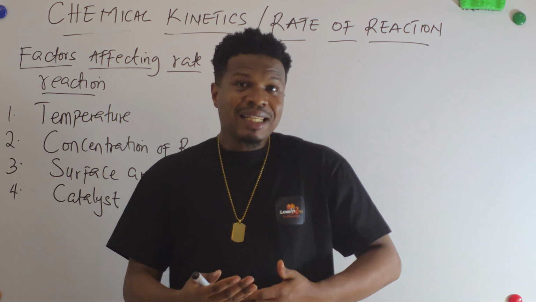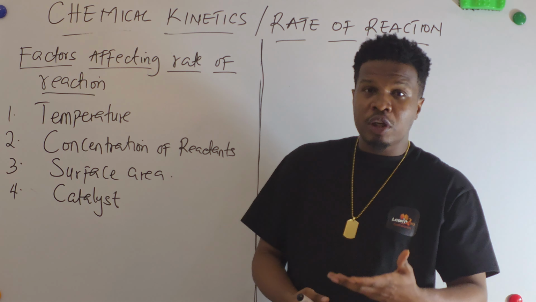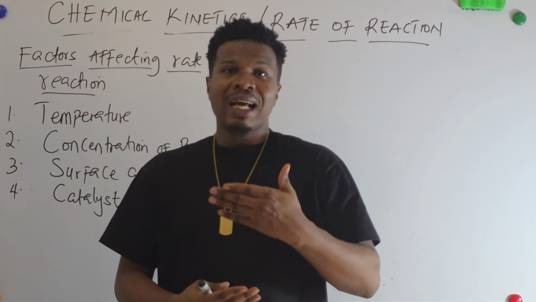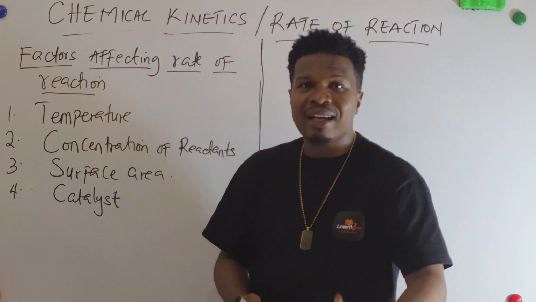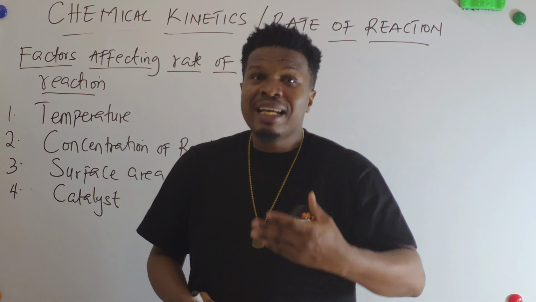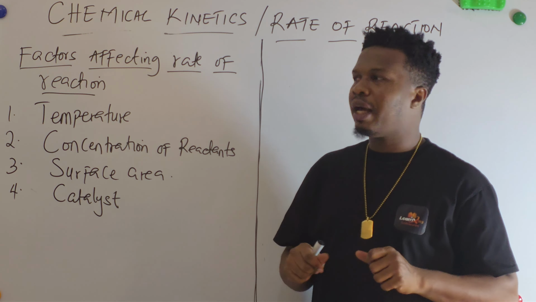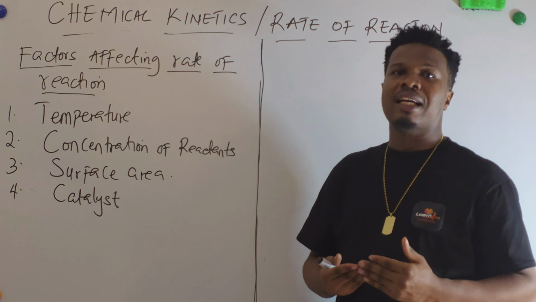So, increasing the temperature of a reaction increases their frequency of collision and possible effective collision, which can lead to the formation of product, thereby increasing the rate at which that reaction moves. So, increasing the temperature of a reaction increases the rate of a reaction. That is just the end point. Okay? So, the number 2 is concentration of reactant.